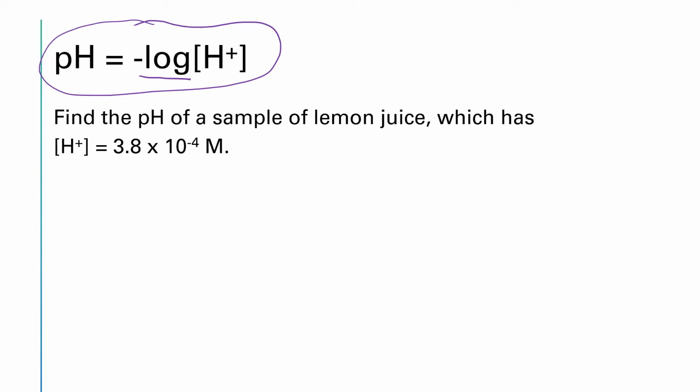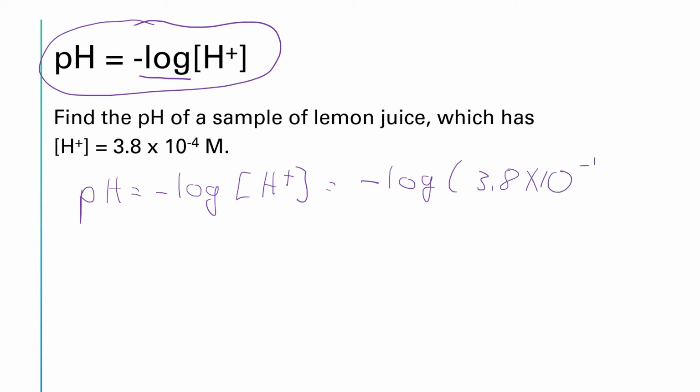kinetics. So to answer this question, find the pH of a sample of lemon juice which has a hydrogen ion molarity of 3.8 times 10 to the negative 4 molar. We're going to use this equation. pH is equal to minus the log of the hydrogen ion concentration. So that'll be minus the log of 3.8 times 10 to the negative 4.